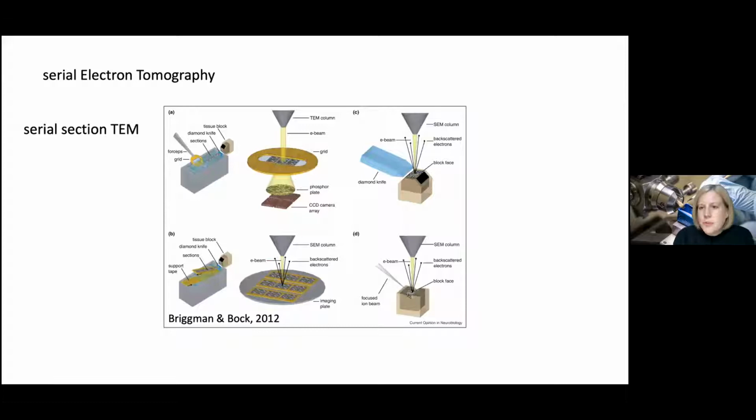And things have progressed hugely in the last 40 years. I can't believe the 80s was 40 years ago, but that's another story. So back then they were using serial section transmission EM, cutting sections and picking them up onto grids and then imaging them in a transmission EM. And then followed serial electron tomography. So similar sections on grids, but you can increase the resolution within each section.